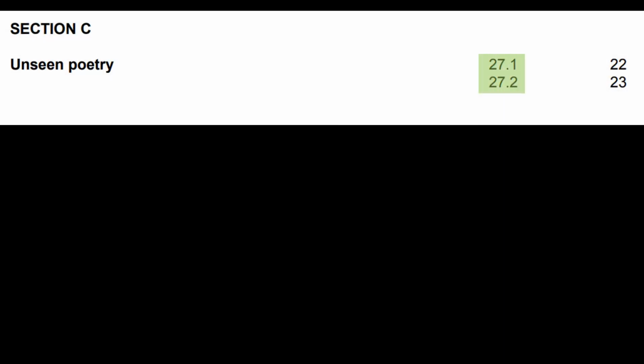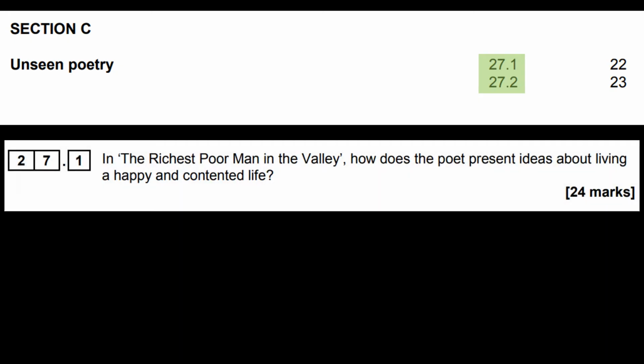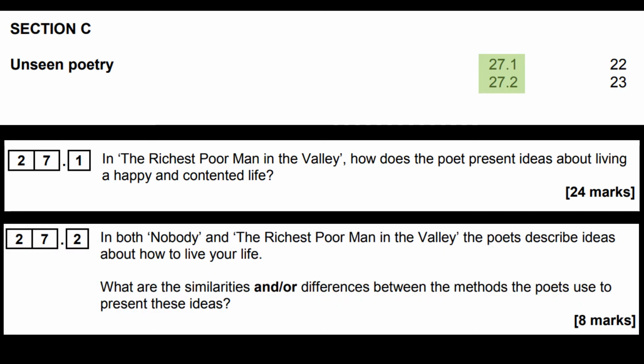For Section C of Paper 2, there are two questions. The first one is worth 24 marks and will ask you to analyse the first unseen poem only. The second question is for 8 marks and you will need to compare the methods the poets use in both the unseen poems printed on the page. You have 45 minutes to write your answer. Spend 35 minutes on the first question and 10 minutes on the second.